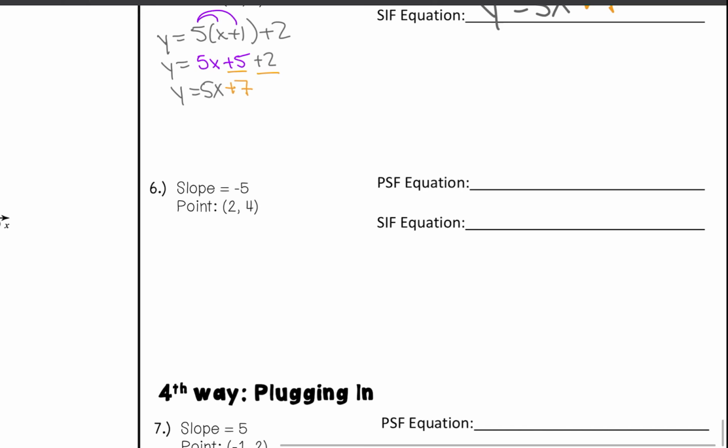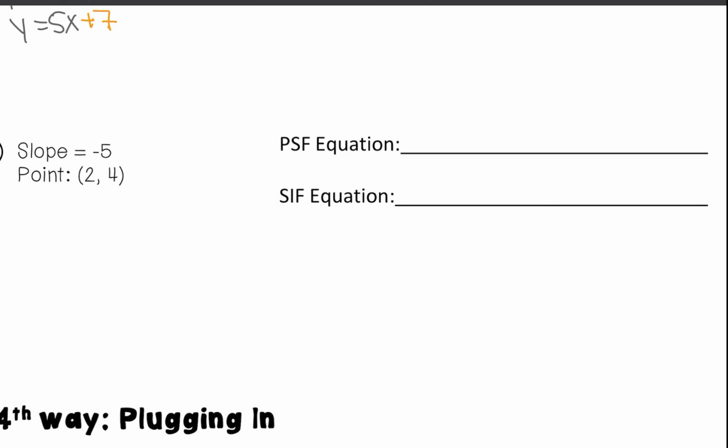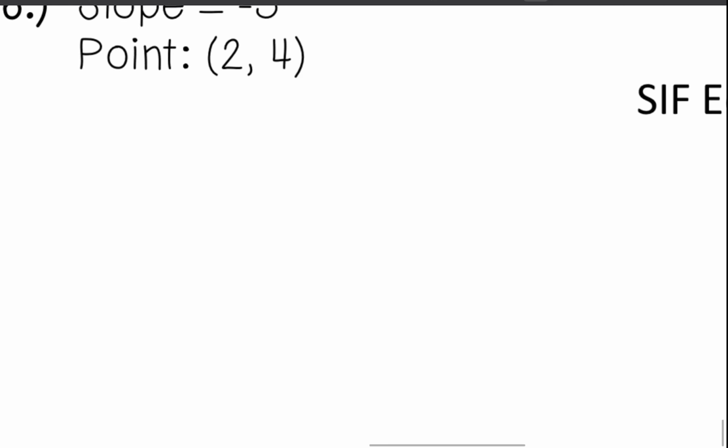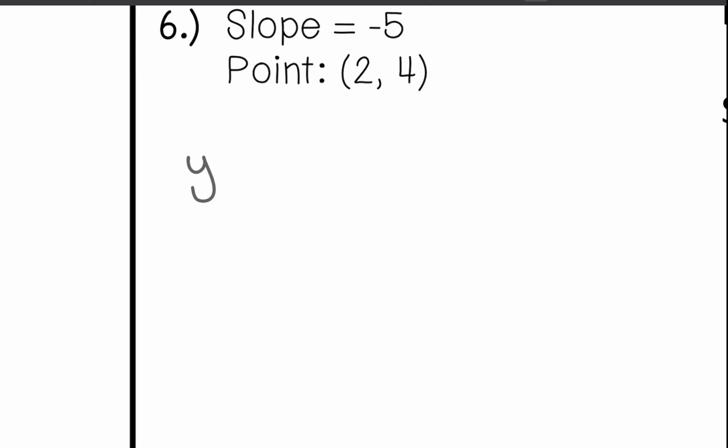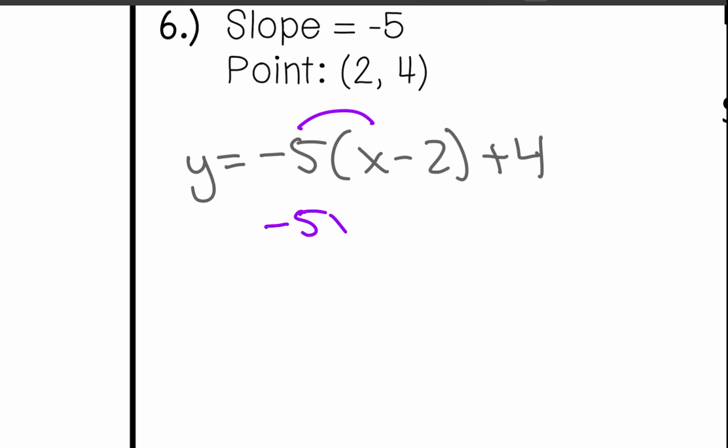Let's do this again with number 6. So we got a slope of negative 5, a point of 2 comma 4. So when we write this out, we got y equals negative 5 times x minus 2 plus 4. Well, this leaves me with y equals negative 5 times x minus 2 plus 4 again. Distribute. Negative 5 times x is a negative 5x. Negative 5 times negative 2 is a positive 10.